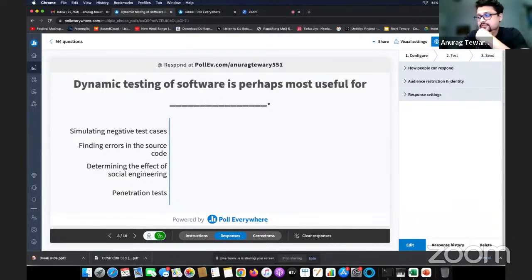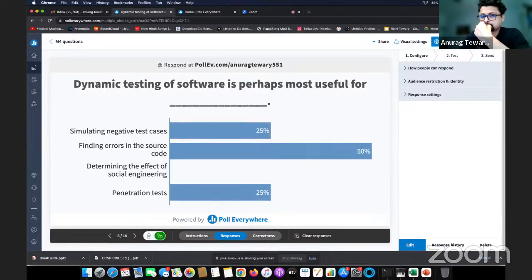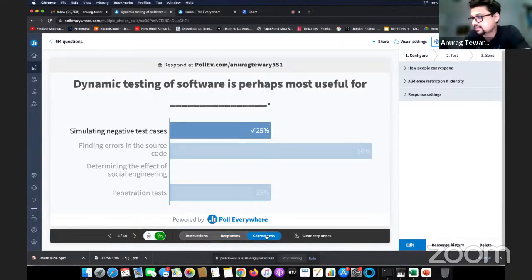So dynamic testing of software is maybe most useful for what? Dynamic testing is useful for what? Wow, there were a lot of different views here. So should I lock it? Okay, so it's simulating negative test cases.